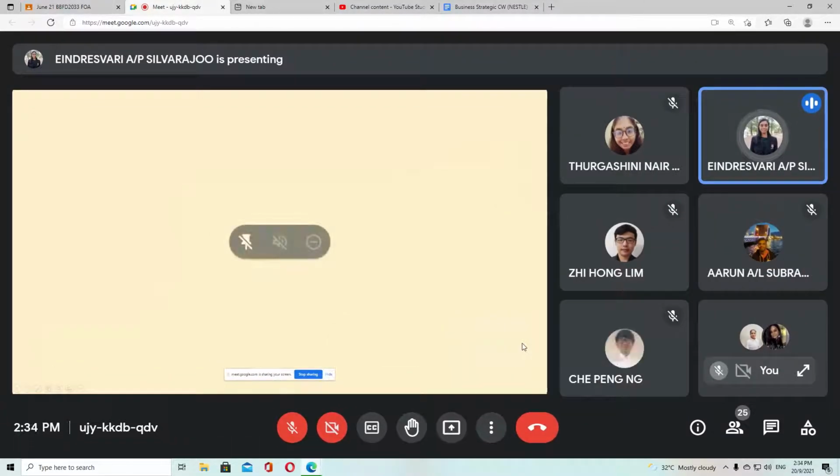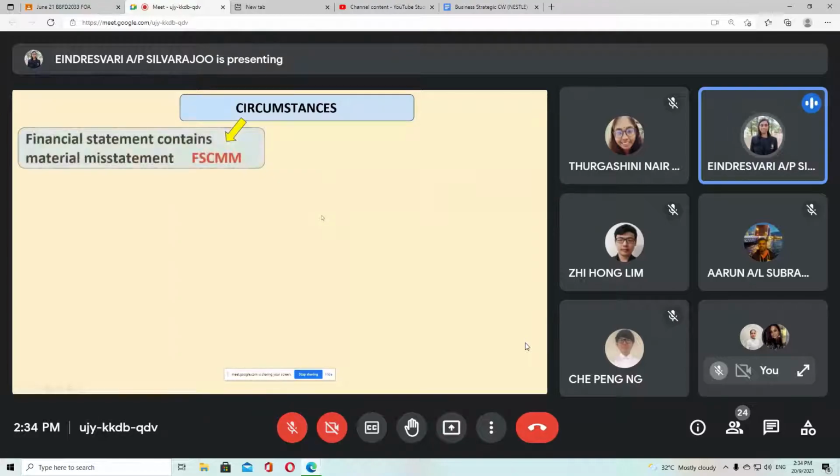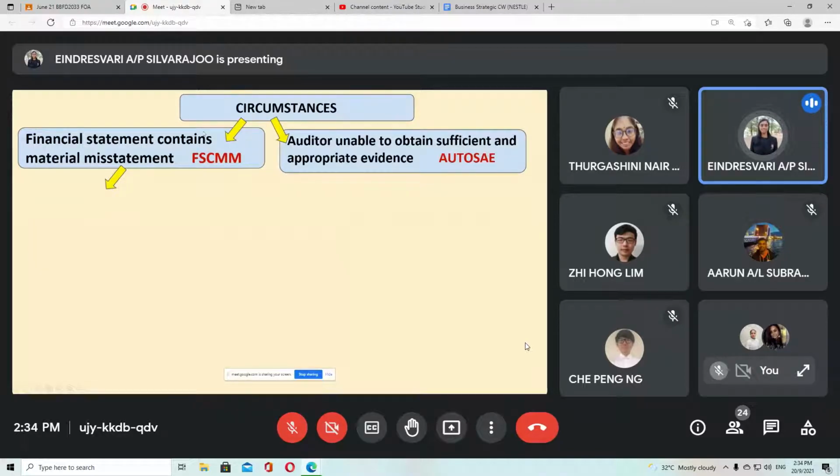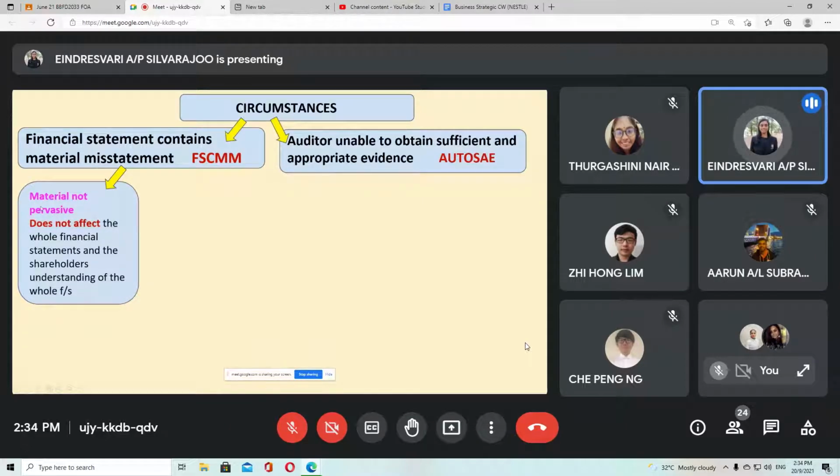When you are going to draft the auditor's report or decide what opinion to give, you need to look at a few things. Number one, does the financial statement have any material misstatement or not? And number two, whether the auditor managed to obtain all evidence. If the financial statement has errors, or the auditor cannot obtain evidence, then you will need to go for a qualified opinion. So you need to see whether it's FSCMM or AUTOSAY. This is the short form I use. If it is FSCMM, you need to see whether it is material and pervasive or material but not pervasive.